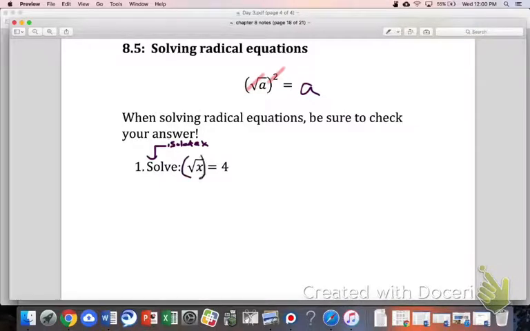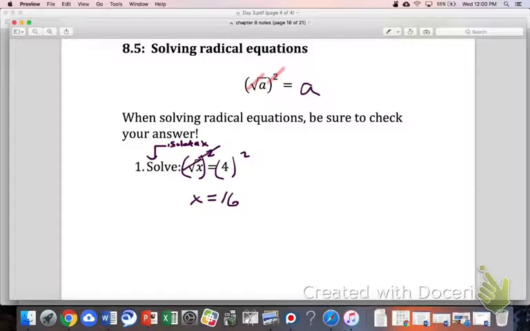So then how do you undo a square root? Well, you square it. So we're going to square the left side, and whatever you do to the left side, you have to do the exact same thing to the right side. So on the left, the square root and the squared will cancel each other out, leaving you with just an x, and on the right side, 4 squared is 16.